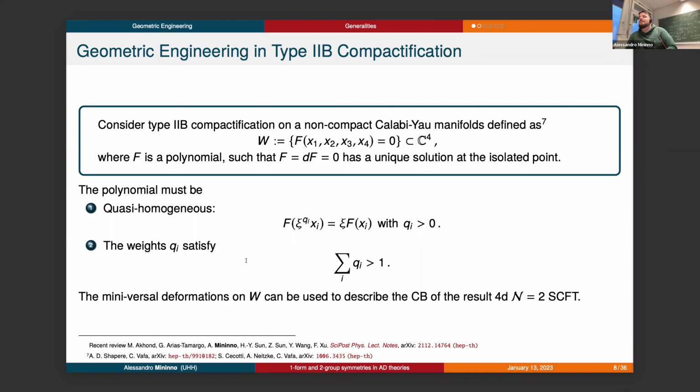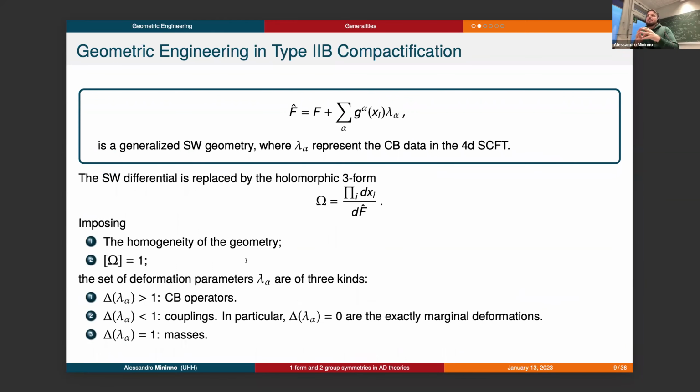And we can study the Coulomb branch parameters of the N=2 superconformal theory by studying the miniversal deformation of this polynomial W, of this zero locus. So in practice, you can take your theory, your F, you deform it by polynomials with certain parameters, and this looks really like a Seiberg-Witten geometry, where the parameters represent the Coulomb branch data.